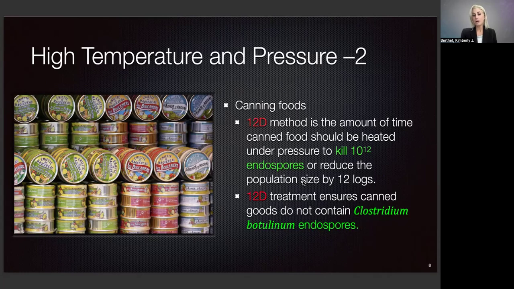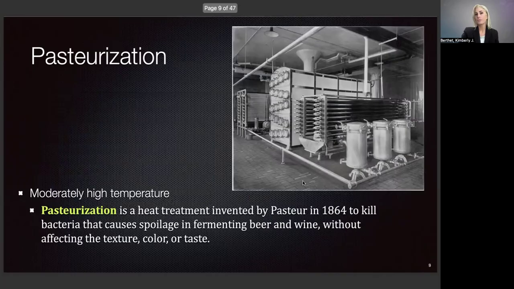A lot of our Clostridium species are going to be the ones that are forming endospores. So we have Clostridium botulinum, which can be extremely dangerous and deadly, especially to infants. Canning is a great way to keep us free of Clostridium botulinum by killing off endospores with the 12D method. So this is our canned food method, and this is why canned food lasts for so long.